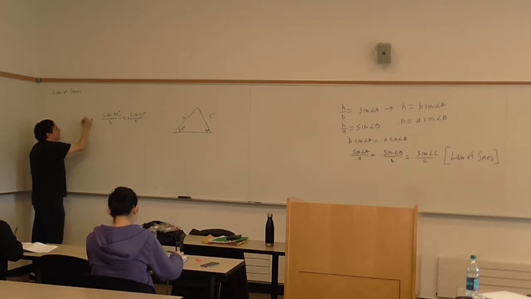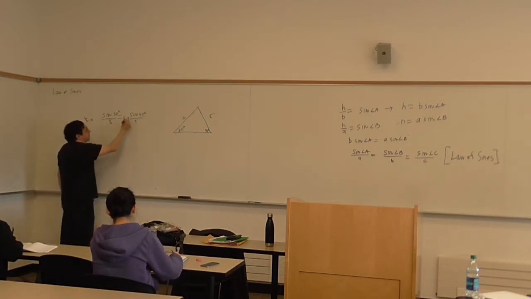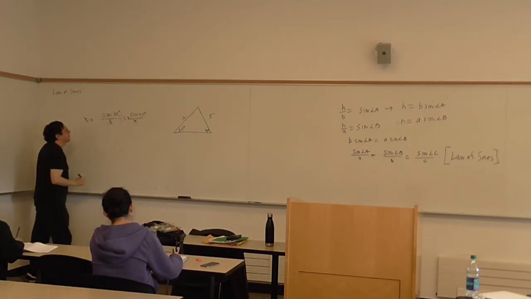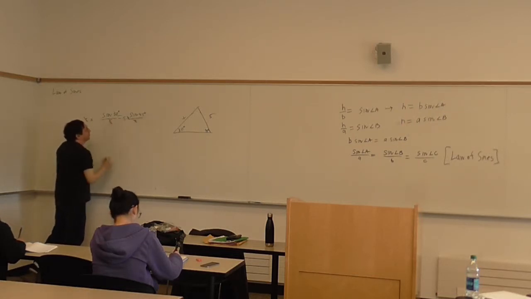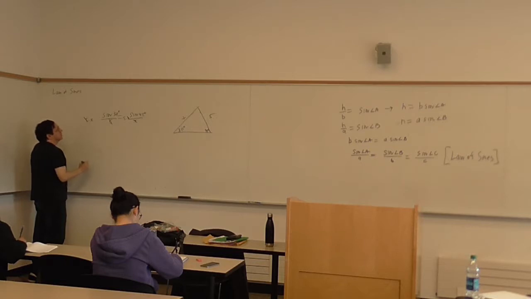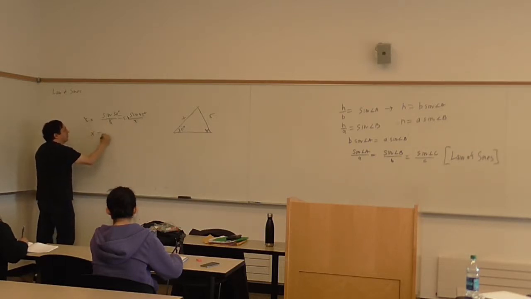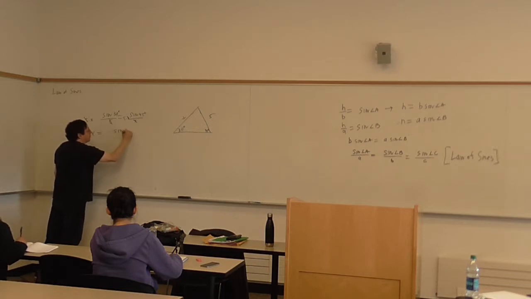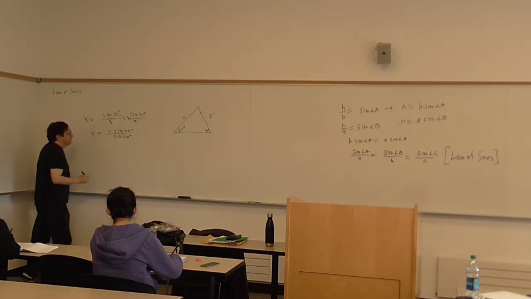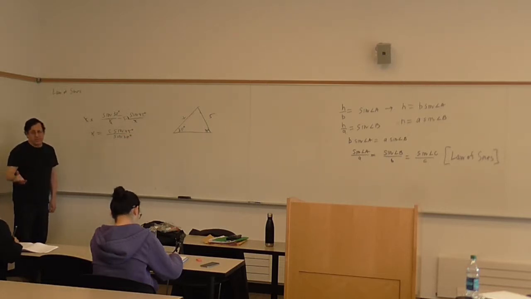And then on this side I can cancel the 5s, then on this side I can cancel the x's. So I have x sine of 30 equals 5 times sine of 45. And now I just divide by sine of 30. So I get x equals 5 sine of 45 over sine of 30. That's one way to think about it.